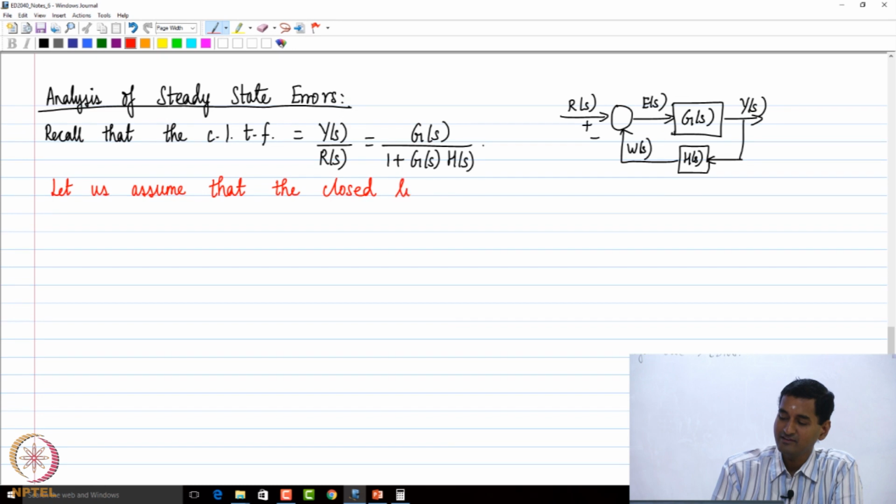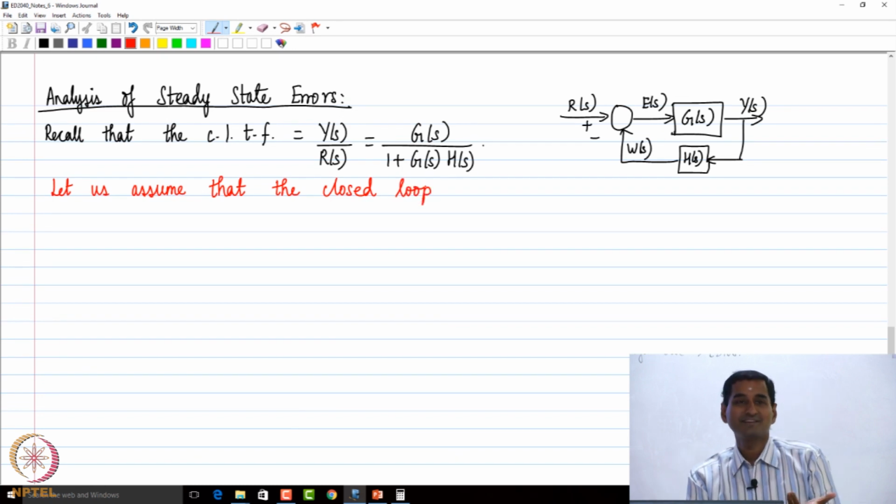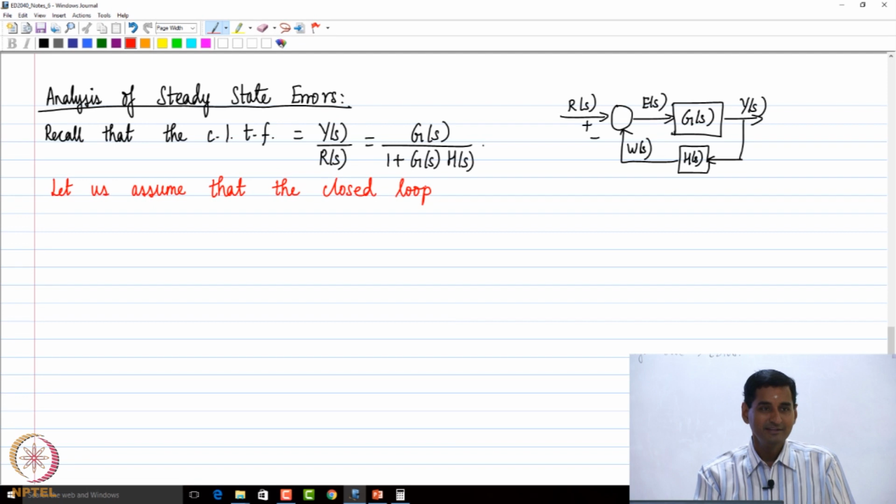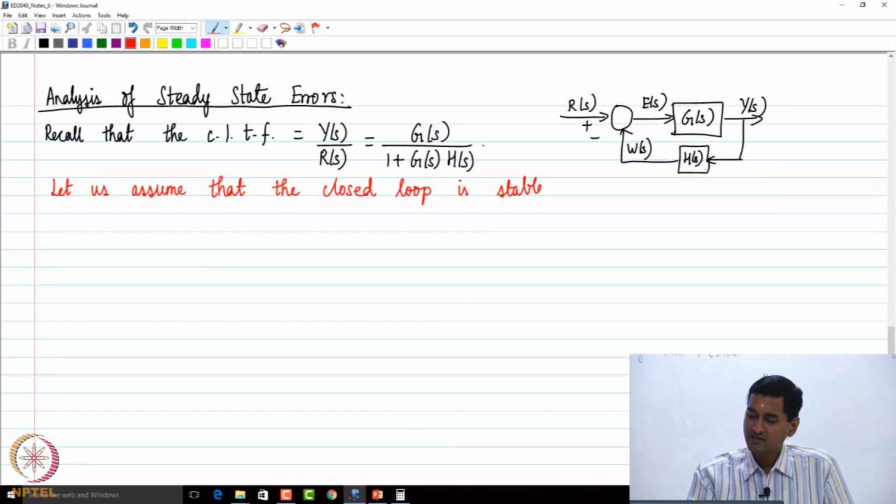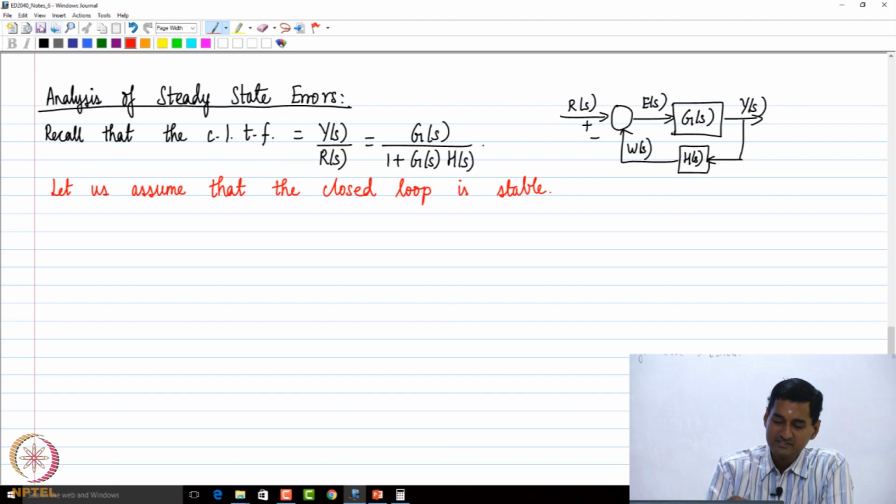Of course, only then can we talk about steady state errors. Think about it: if I do not stabilize the closed loop system, there is no point in talking about steady state performance. So, let us assume that the closed loop system is stable. That first requirement, the critical requirement of stability, has been met. That is an assumption we will make before we proceed.